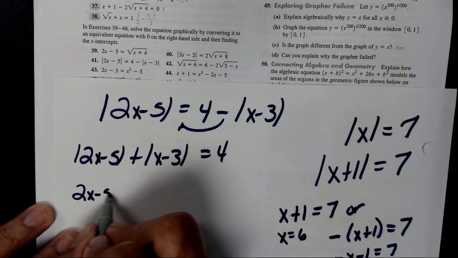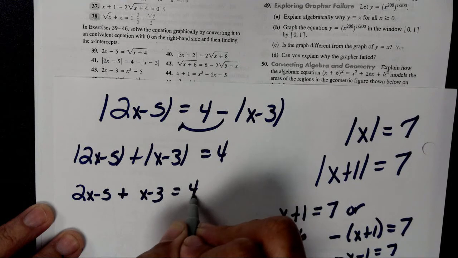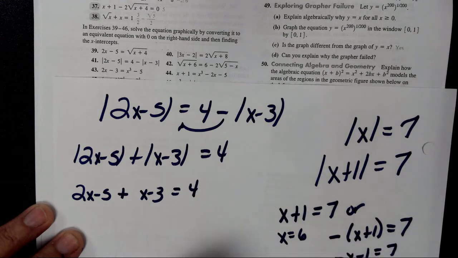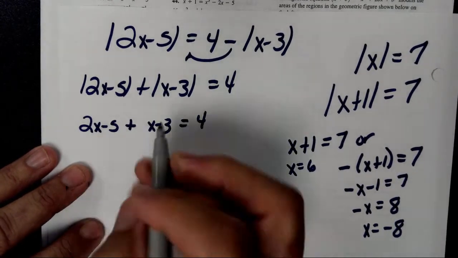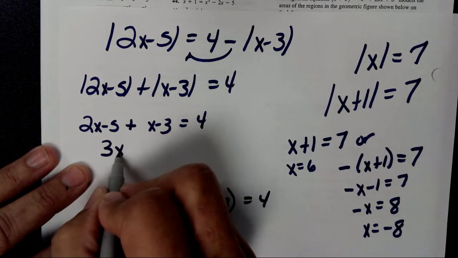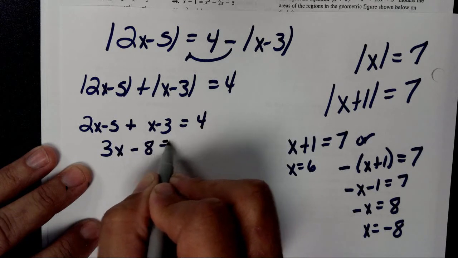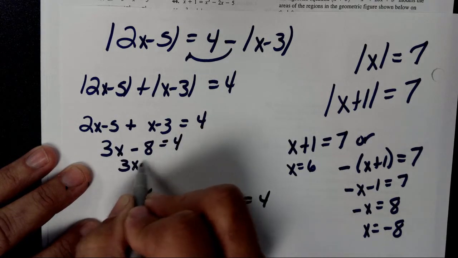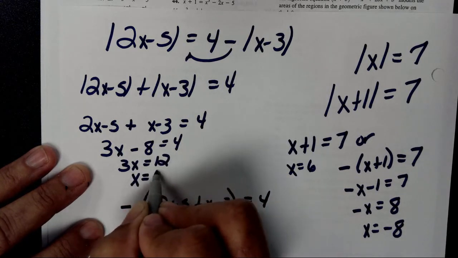So 2x minus 5 plus x minus 3 equals 4. And then I'm going to do the opposite of 2x minus 5 plus x minus 3 equals 4. So here, 2x and x is 3x, and then we have a negative 5 and a negative 3, which is a negative 8. If I move over the 8, I would get 3x equals 12, and so x would equal 4.